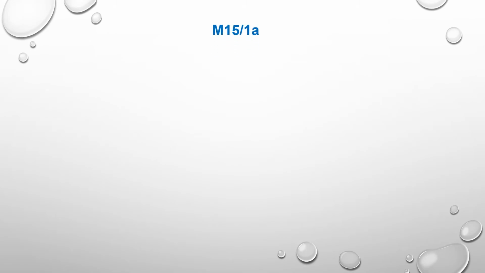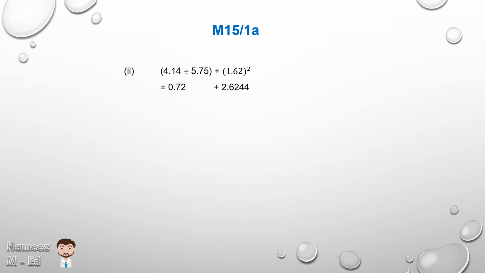In part 2 of this question, it asks for 4.15 divided by 5.75 in brackets plus 1.62 squared. So we can work out the brackets. 4.15 divided by 5.75 using our calculator will give us 0.72, and 1.62 squared gives us 2.6244. As such, we can solve, giving us 3.3444.